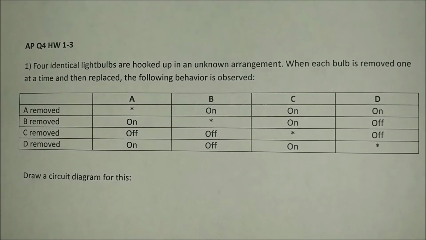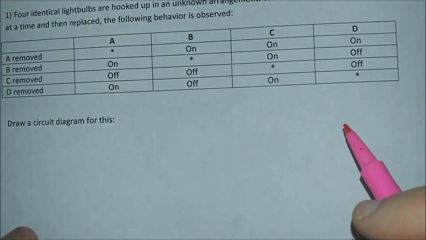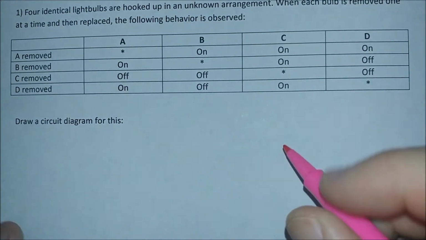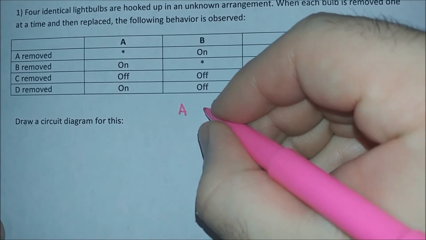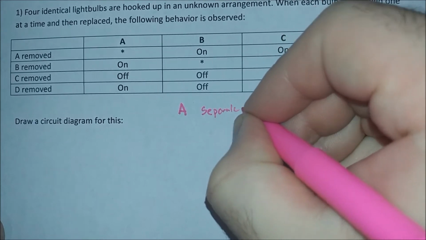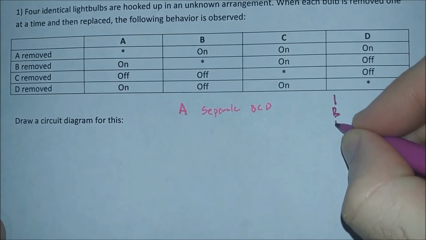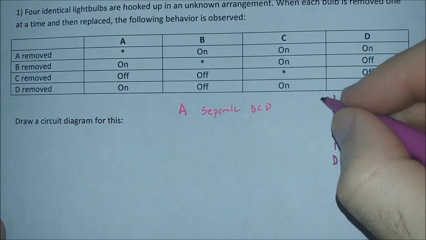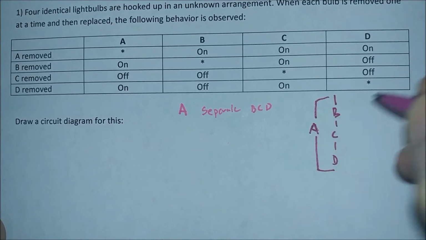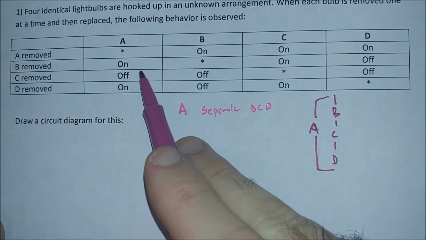Okay, looking at this is kind of a weird little situation we've got going on here. The first thing I'm going to do is say, if A is off, that means B, C, and D are all on. So A is going to be a separate path. If I were to draw it, based on this, I'd say B, C, D are all in a row, and A is off to its own side. That way if A goes off, there's still a path between B, C, D.